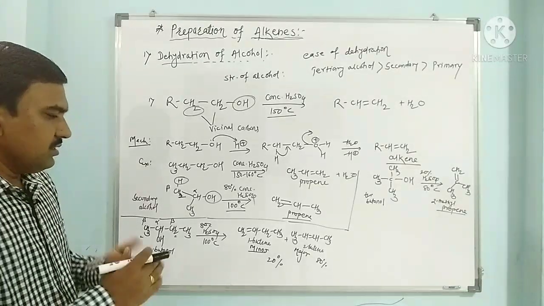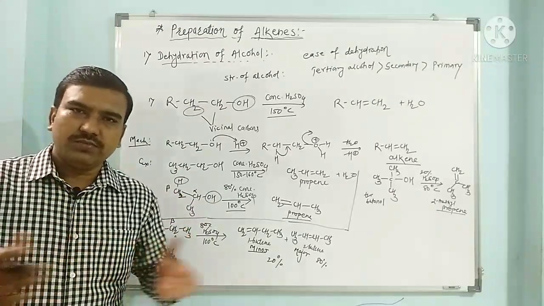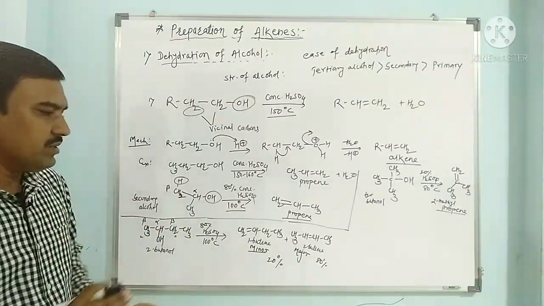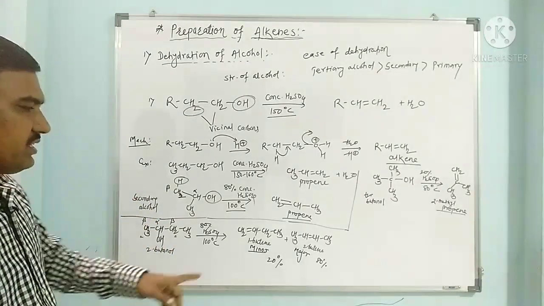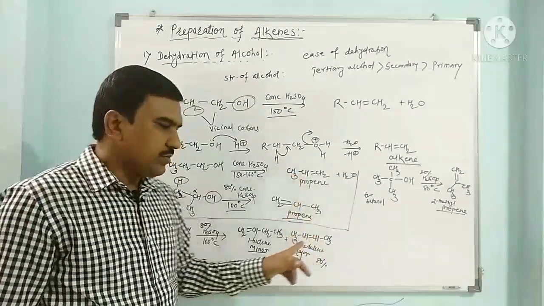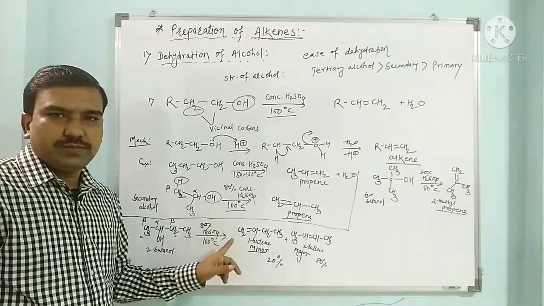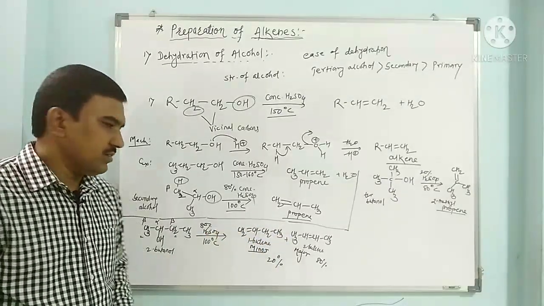In detail, we will see Saytzeff's orientation and other factors of elimination in the next lecture. Here we have to see only that when two possible hydrogens are there, it gives the more substituted alkene as the major product rather than the less substituted alkene. So 2-butene is major while 1-butene is minor.